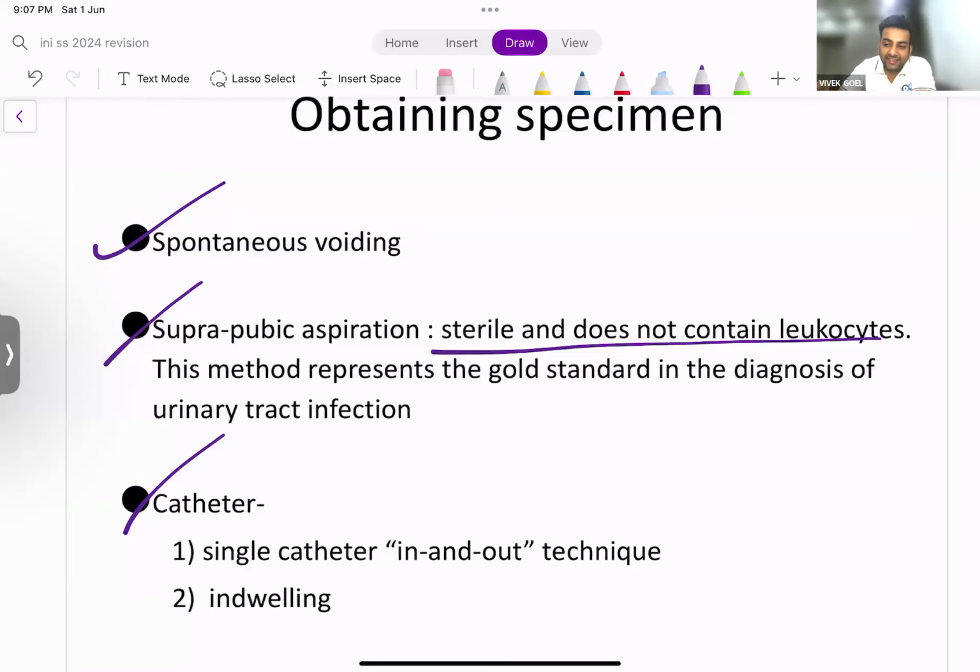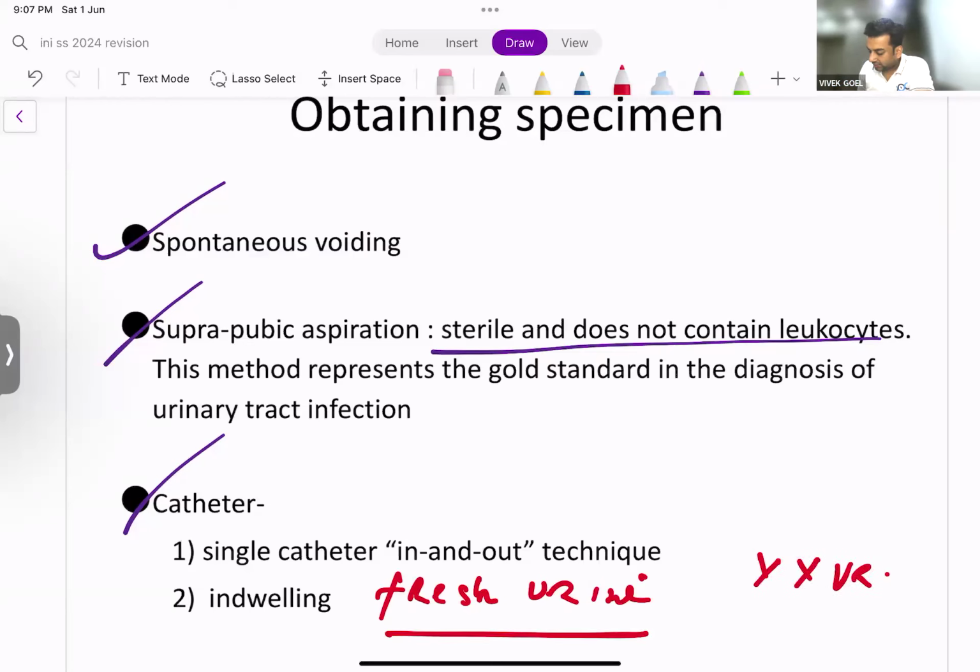If there is an indwelling catheter already, then what? You should never collect the urine from the urobag. That is the gold standard. That is a dictum. You should never collect urine from the urobag. Always disconnect the urobag and collect the fresh flowing urine from the Foley's. Always collect the fresh urine, and never from the urobag. This is the basic that you have got to understand.